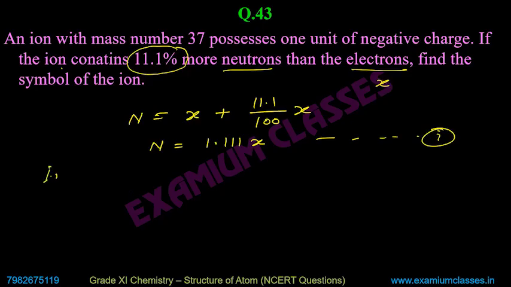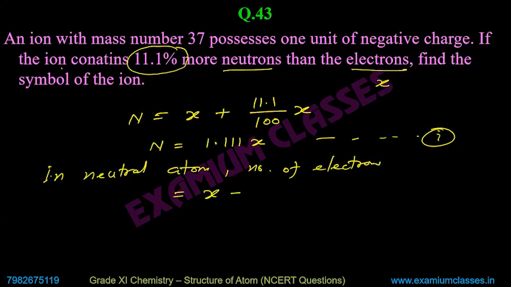In neutral atoms, the number of electrons will be whatever number of electrons are there in the ion minus 1. Because in the ion, we have assumed the number of electrons is x. But if we are talking about the neutral atom, the number of electrons will be less. It means the same will be the number of protons, which I have already told you. Number of protons will be x minus 1. This is something we have talked about.